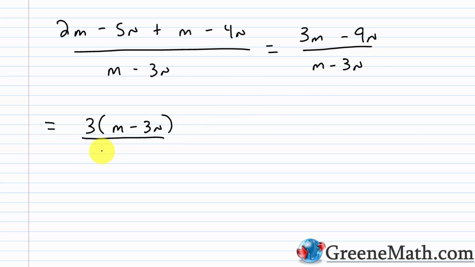And we can see that now we have a common factor between numerator and denominator of m minus 3n. Again, if you want to, you can write this as times 1, so that's completely clear. And then cancel this with this. And what I'm left with is 3 over 1, or just 3, as my simplified answer.